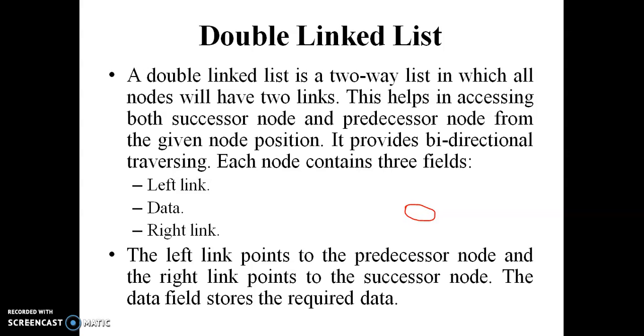This is similar to a train compartment. Each and every compartment is linked to its previous compartment and also to the next compartment. So a double linked list can also be called a two-way list, because we can either go back or go forward. In the same way in the train, we can either go to the next compartment or go to the previous compartment.